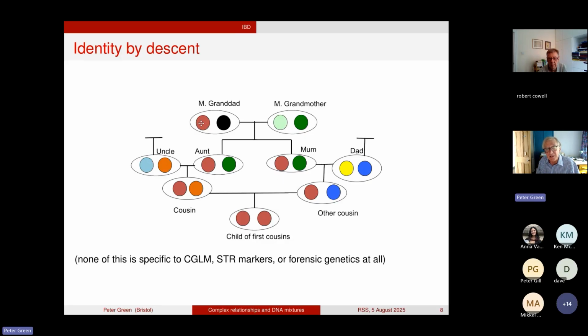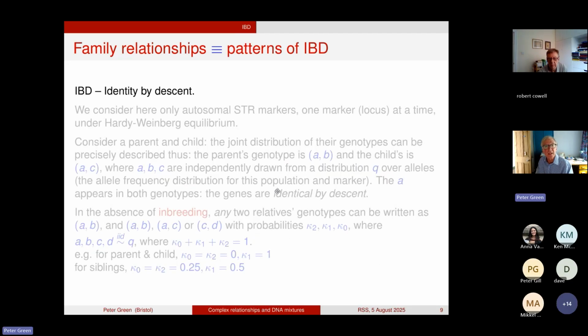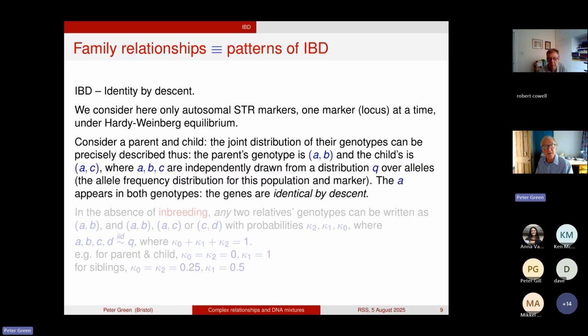So these blobs are representing alleles, and thinking about how these alleles are passed down through the generations is what allows us to unpick relationships. So we're sticking to the standard scenario: autosomal markers, one at a time, Hardy-Weinberg equilibrium, and so on. Think first about a single parent and child. Under this framework, the joint distribution of their genotypes is precisely described as follows.